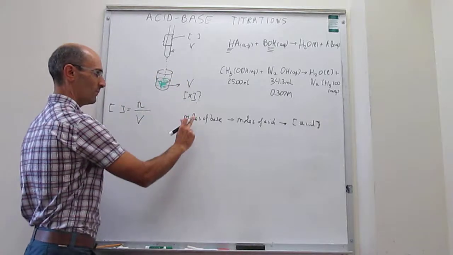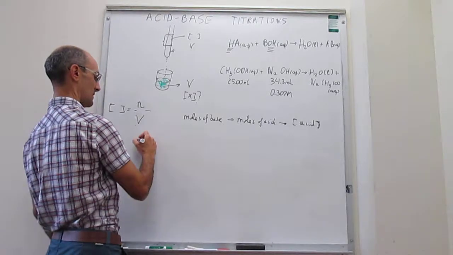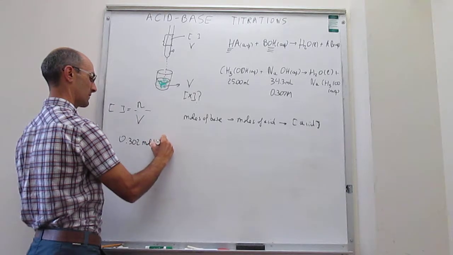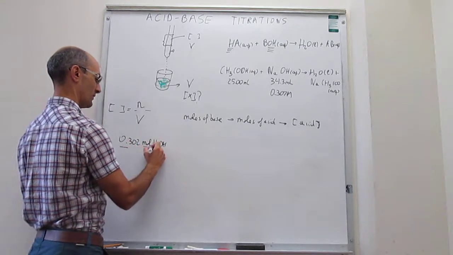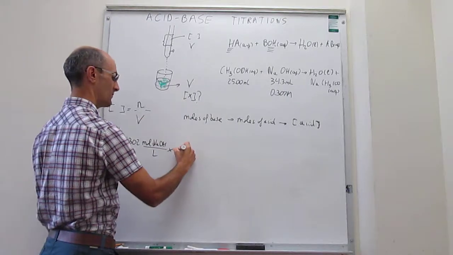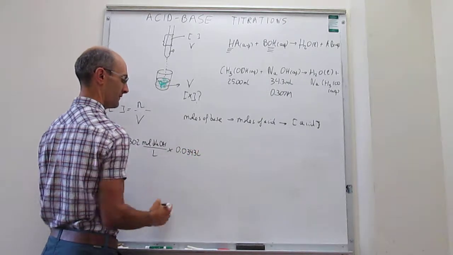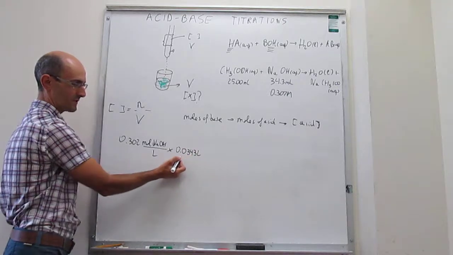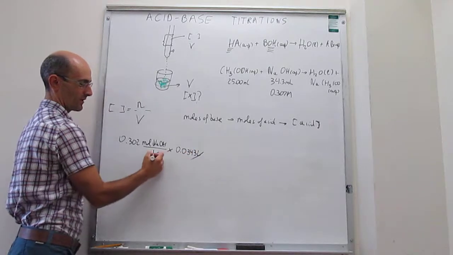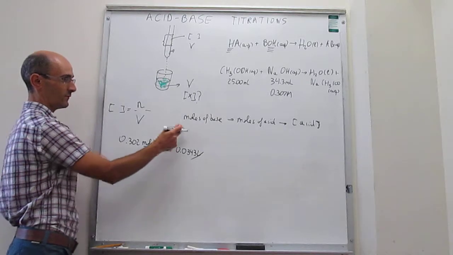Let's see. Moles of base. Again, we're trying to solve for that. So it's going to be the molar concentration, which in this case is 0.302 mole of sodium hydroxide per liter, multiplied times the volume. So we have added 0.0343 liters of the sodium hydroxide solution. Notice that I have to change the units of volume from milliliters to liters so that the units cancel out. Up to this point I have the moles of base.